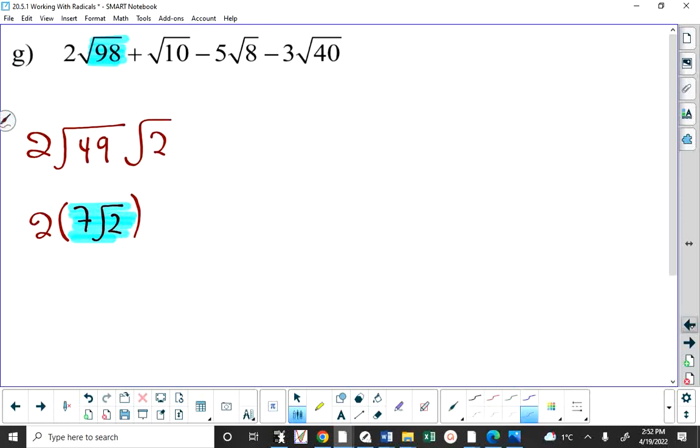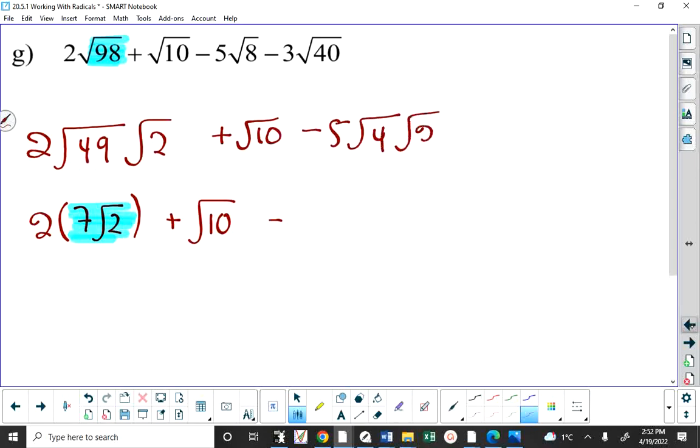Root 10. Oh, root 10 is root 10. You can't do anything with that because 10 is not divisible by any perfect square. What do we have? I guess I'll put it up here. I'm on the wrong line. Minus 5 root 8. Root 8 is 4 times 2. Root 4 times root 2. Minus 3 root 40. Root 40 is root 4 times root 10.